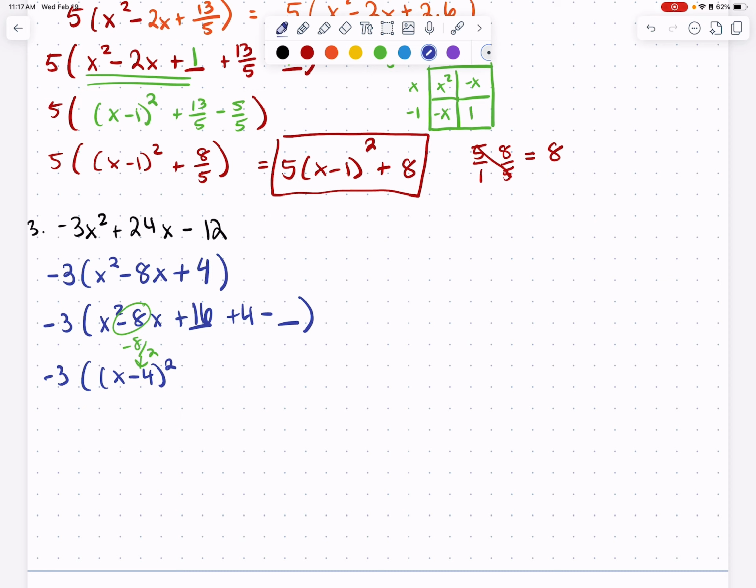But we didn't have 16, we had 4. So what's the difference between what we had and what we wanted? That is negative 12. So our final step is to remember that we had 3 of these, right? We completed the square for 3, negative 3 technically, of this single perfect square, or not quite perfect square. We've completed the square. Now we need to multiply that 3 to both terms and redistribute. So we have 3 times x minus 4 quantity squared plus, because a negative times a negative makes a positive, 3 times 12 is 36.